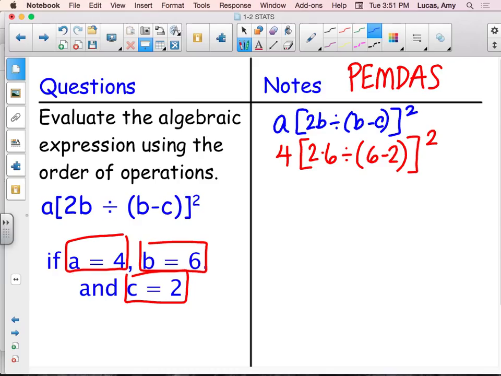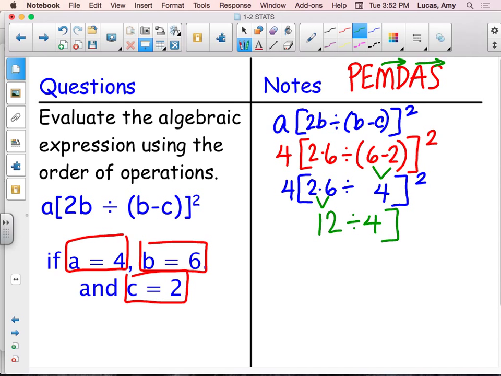So with PEMDAS, remember if we have more than one grouping symbol, more than one set of parentheses, you need to start on the inside. So my innermost parentheses will be here, 6 minus 2, which is 4. The rest of the problem comes down like this. Now, inside of my brackets, from left to right, I need to do my multiplying, dividing from left to right. So that means 2 times 6, which is 12. Bring down the rest of the problem. And then 12 divided by 4 is 3.